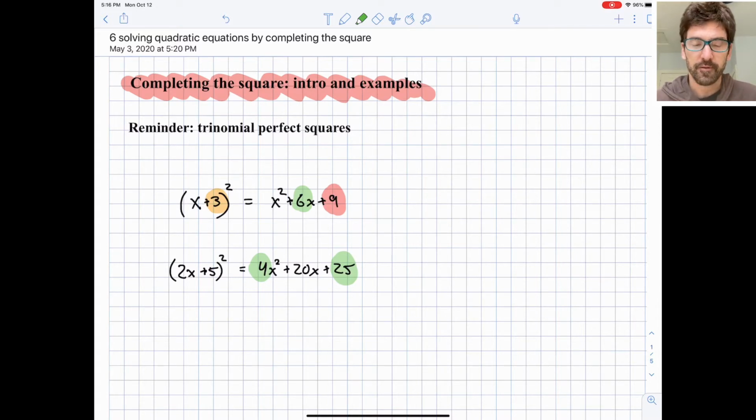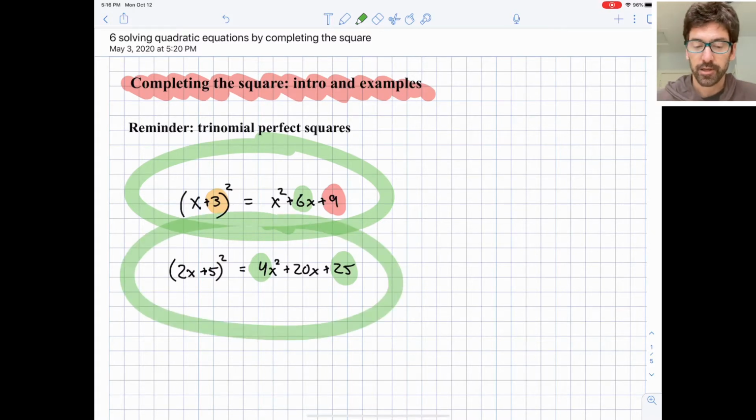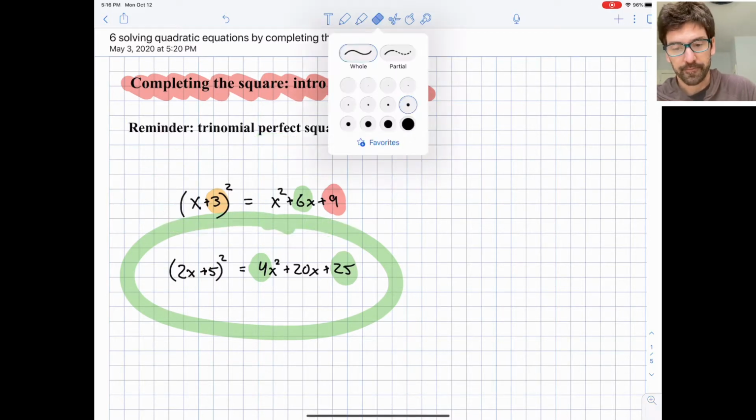You're looking for the pattern of the number being doubled and the number being squared, the 3 doubled to get 6, the 3 squared to get 9. And then in the second one, you're looking for the pattern of a and c both being perfect squares. Some things to keep an eye out for.